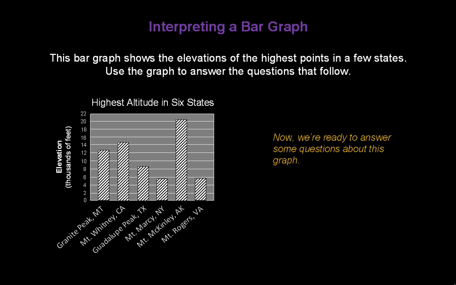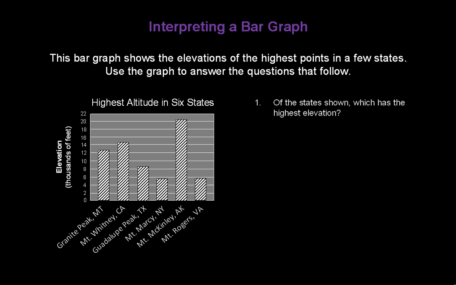Okay, now we're ready to answer some questions about the graph since we know what the graph is telling us. And here's the first question. Of the states shown, which has the highest elevation? Well, since the elevations increase along the vertical axis, all we're doing is looking for the highest bar. And that's the one we're pointing at here, and that's Mount McKinley, Alaska.